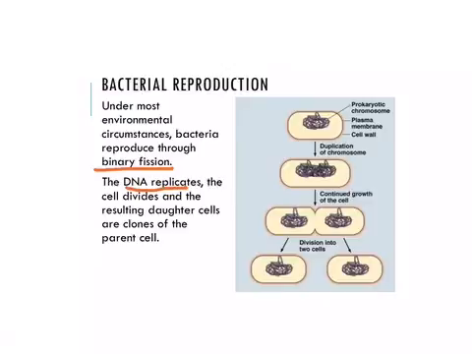Now, it's going to be attached to the membrane because, of course, as the bacterial cell splits, the DNA has to be separated into the two new cells. So you can see here that the duplicated DNA is attached to the membrane. The cell eventually elongates and then splits in half, and you get two new daughter cells. Again, they're clones of the parent cell, so this is a form of asexual reproduction.